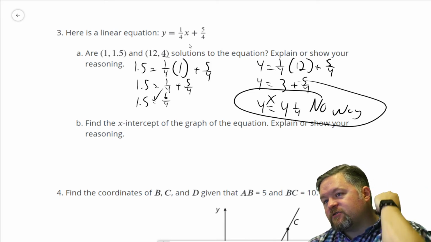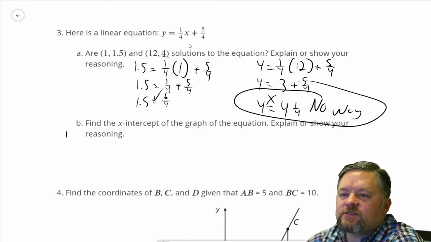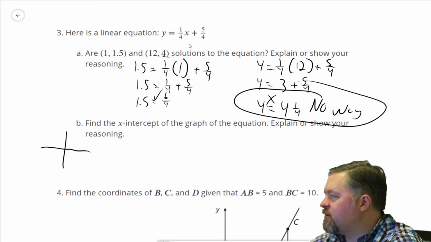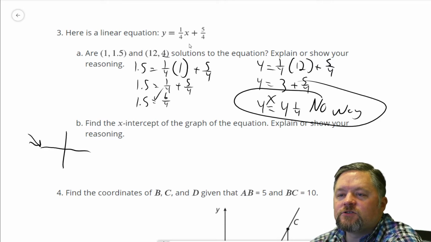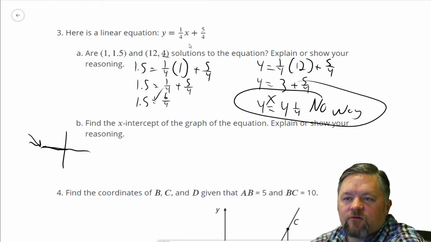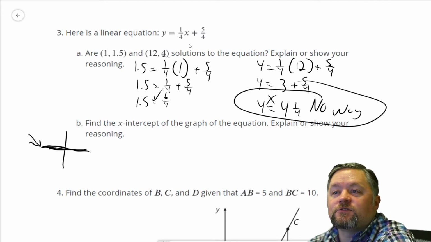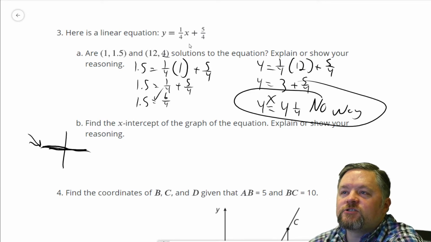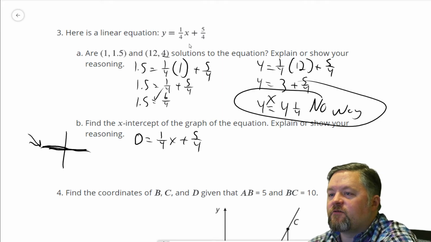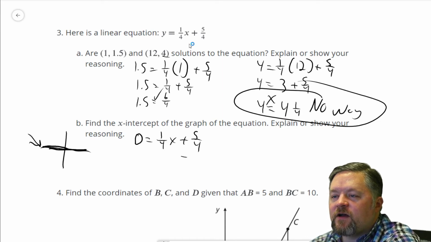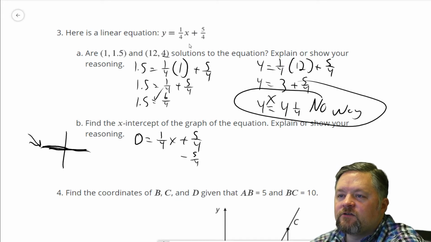Find the x-intercept of the graph. So let's think quickly about the x-intercept. The x-intercept is where we cross this line. So we want to find out our x value when y equals 0, because everything on that line is where y equals 0. To find the x-intercept, we just plug in 0 for y. 0 equals 1/4 x plus 5/4. First thing we've got to do is get rid of adding 5/4. How do we undo adding 5/4? We subtract it. Do it to one side, do it to the other.